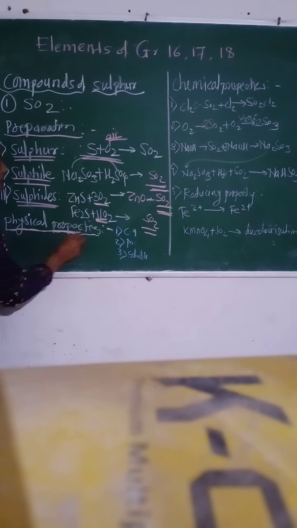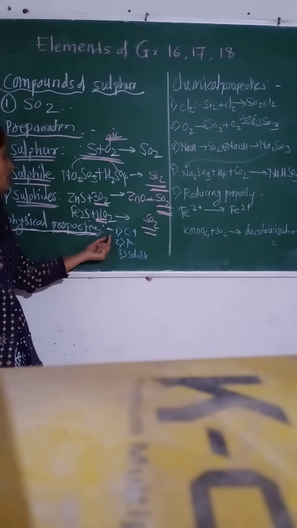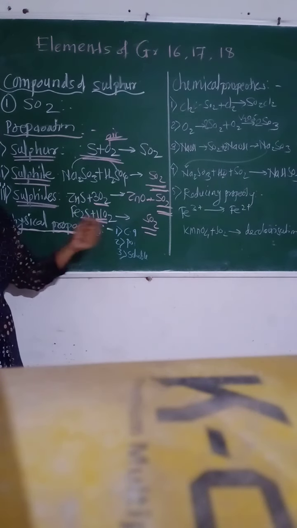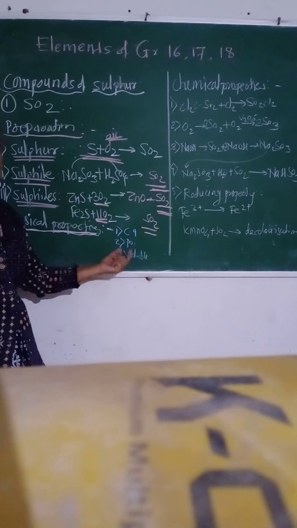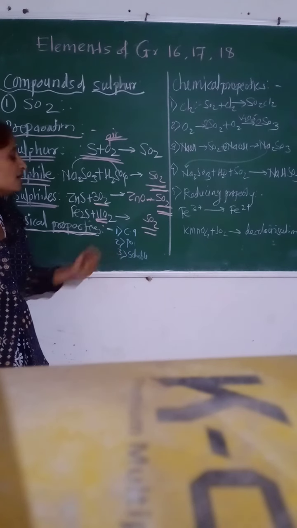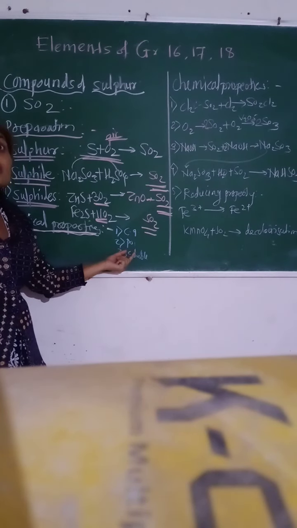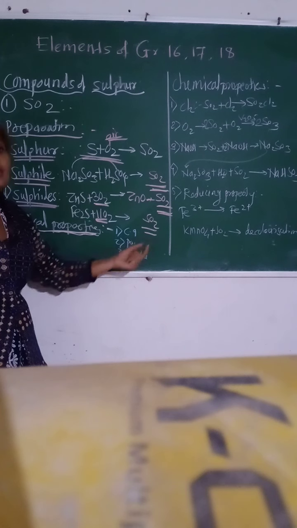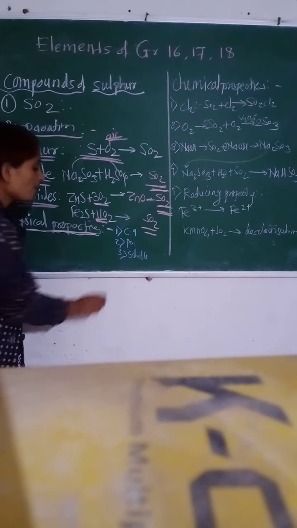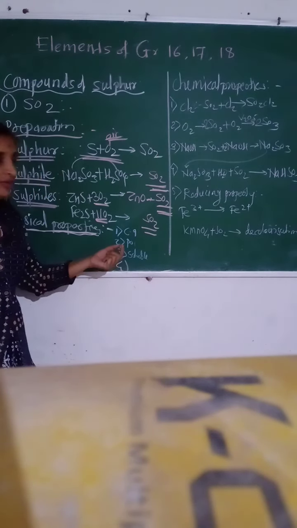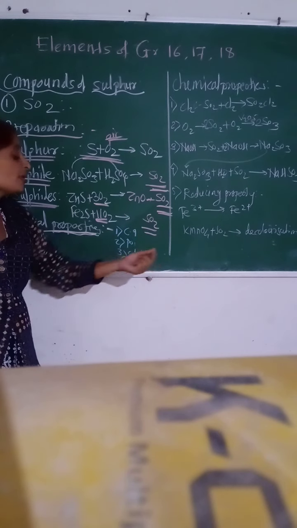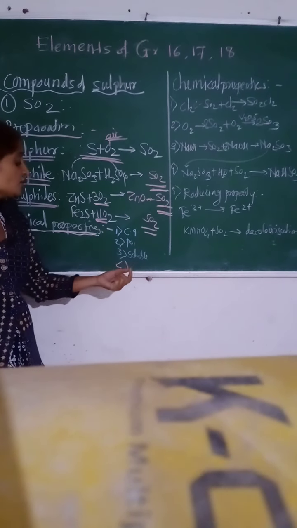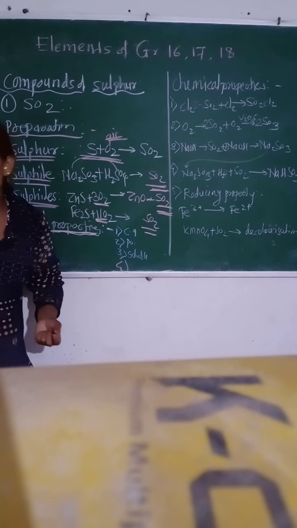Then the physical properties of sulfur dioxide. First, sulfur dioxide is a colorless gas. Its smell is pungent. It is poisonous in nature. Then the third property, it is highly soluble in water.